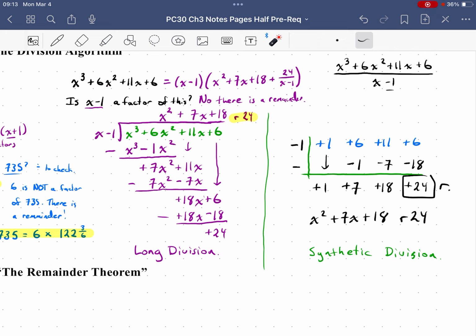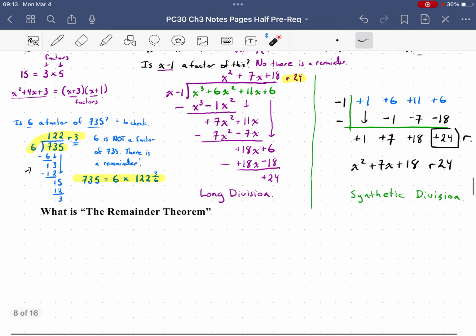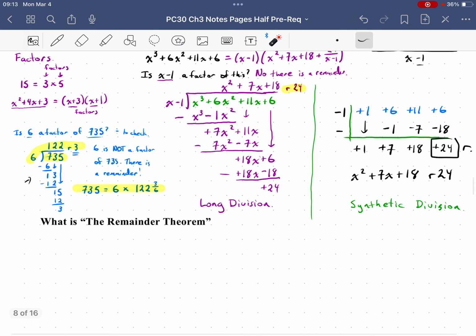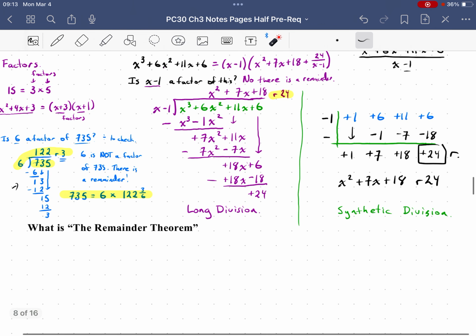So our answer is, is x minus 1 a factor of this? The answer to that is no, according to division. All right, now let's talk briefly about the remainder theorem.